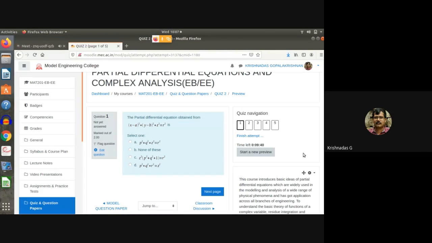How to solve? The partial differential equation obtained from this is a differential equation having two arbitrary constants. We have to eliminate A and B so that we get the solution. I think the answer is C. This is a square into P square plus Q square plus 1 equal to R square.